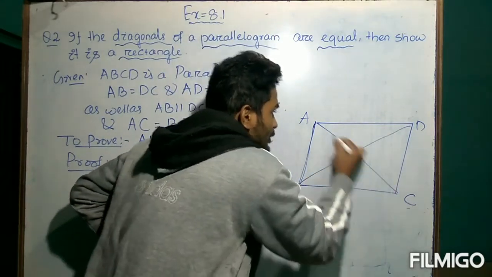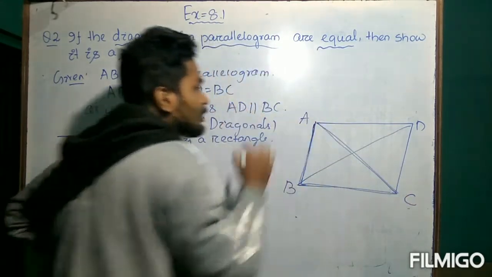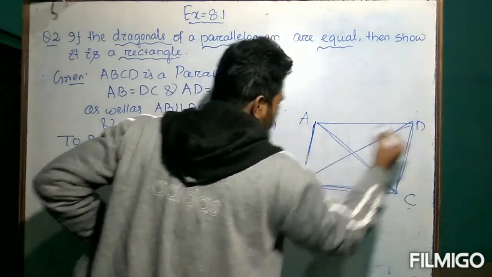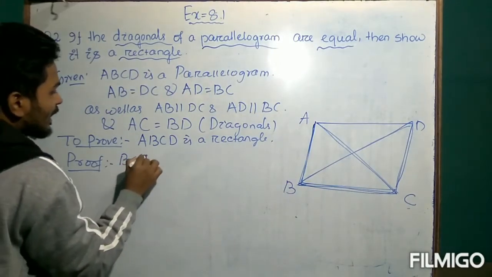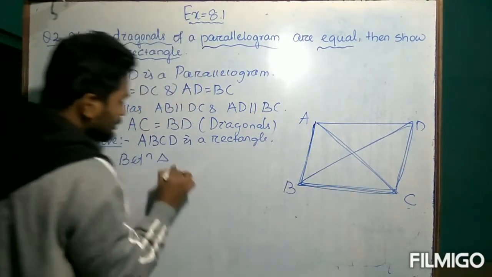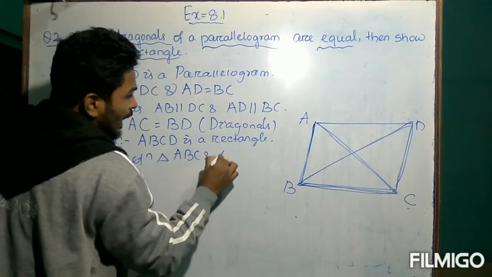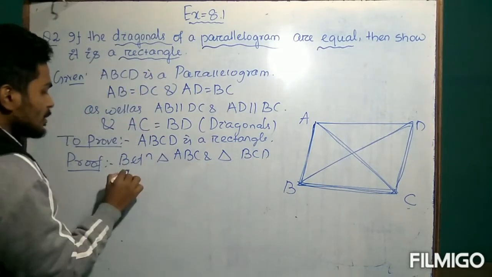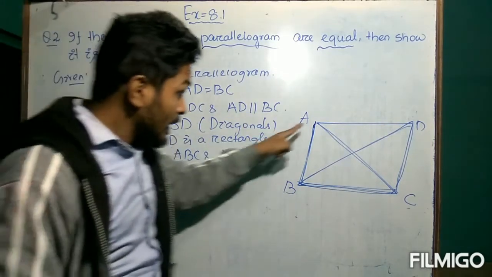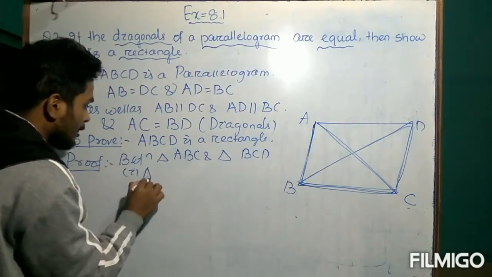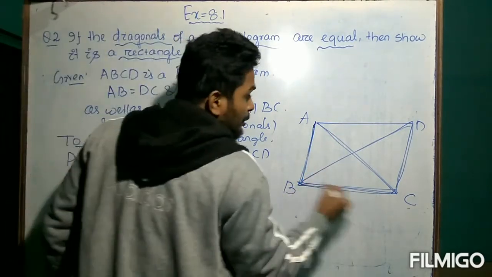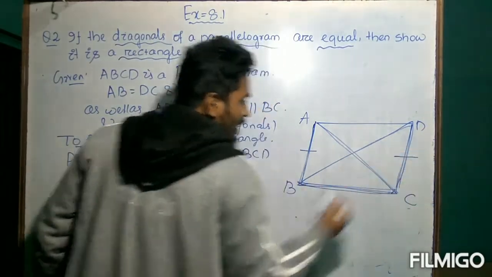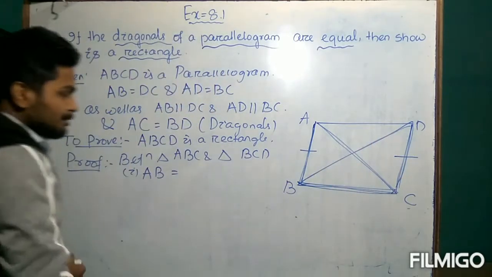So let's move ahead. For this we have to consider two triangles: triangle ABC and triangle BCD. We will compare these two triangles. First, in the triangle ABC, AB, and in the triangle BCD, DC are equal. Why? Because it is a parallelogram, so this side is equal to this side. So I can write AB is equal to DC.